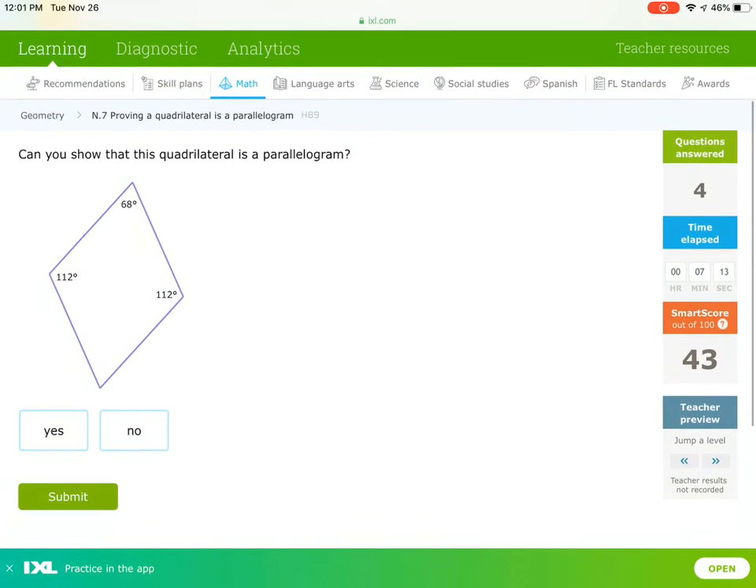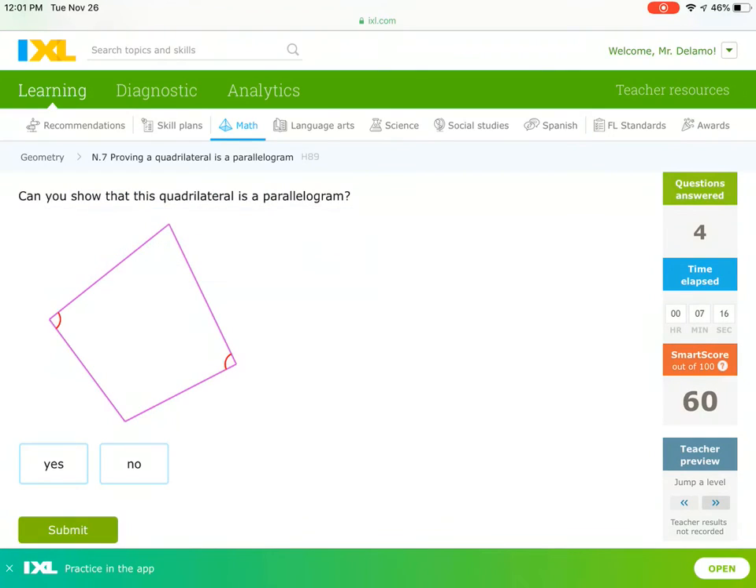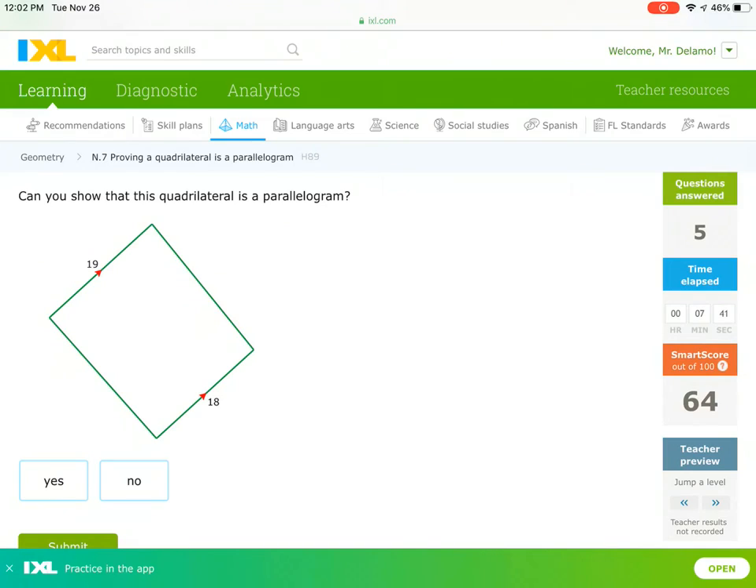Okay, we did one like this already. Let's jump up a level. Can we show this is a quadrilateral? Can we show this quadrilateral is a parallelogram? No, we cannot, because we don't know how the remaining of the 360 is spread out amongst those two missing angles. That's two unknowns. So this is a no. Okay. This is also a no.